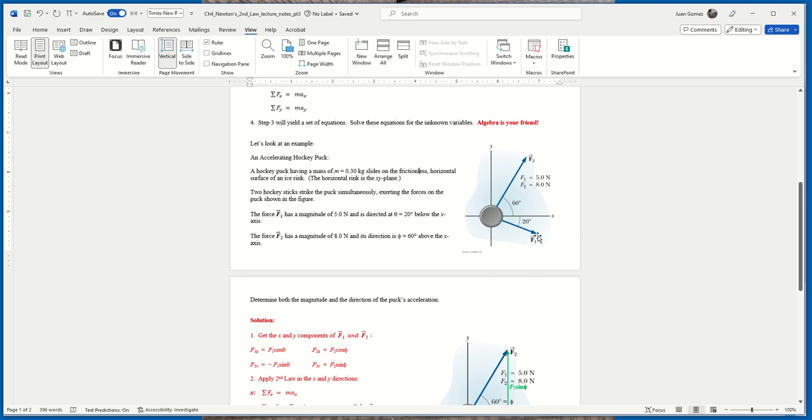F1 has a magnitude of 5 newtons. It acts at an angle of 20 degrees below the x-axis.